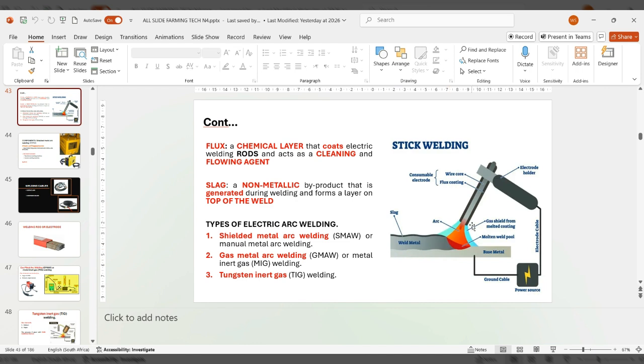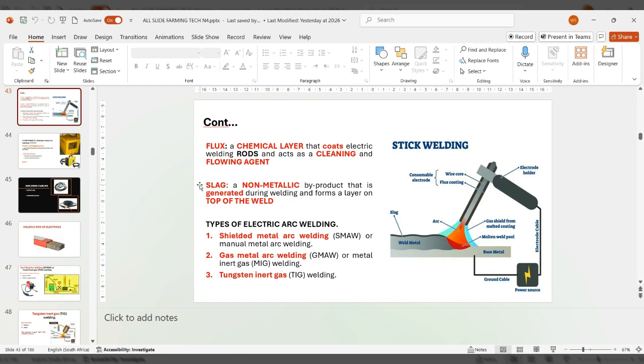All right, remember we have atmospheric gases such as carbon dioxide, nitrogen, and oxygen. So this coat here protects this weld. Why? When this weld fuses together with those gases, your weld will be weak. So hence we have to have a flux. A flux is this protective layer protecting your weld.